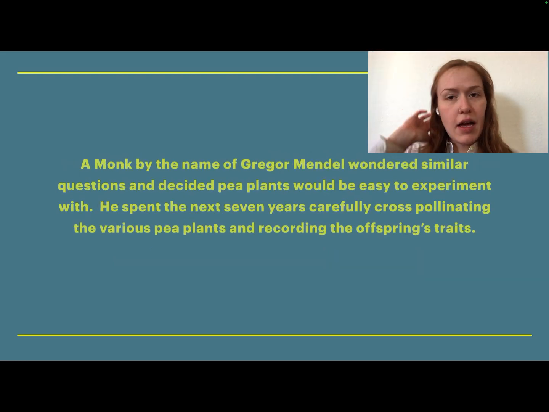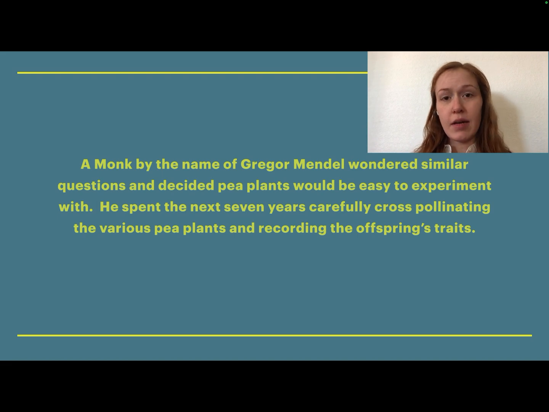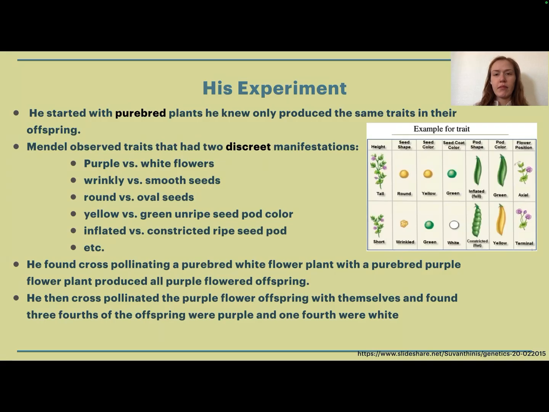So there was a gentleman named Gregor Mendel who had similar questions and decided pea plants would be an easy way to experiment. He spent the next 7 years of his life cross-pollinating the various pea plants and recording the offspring's traits. So let's look at his experiment a little more in depth.